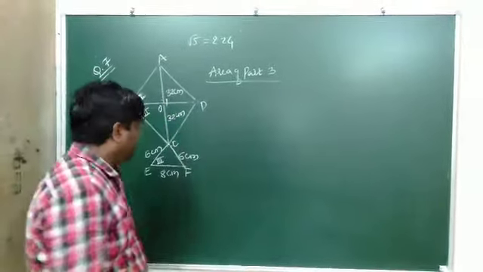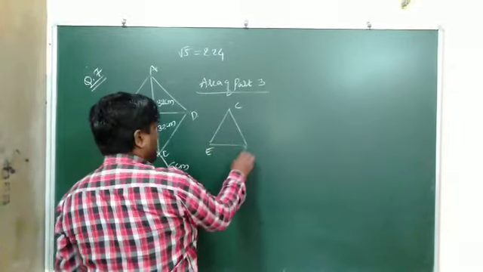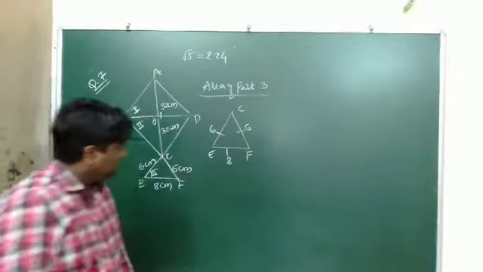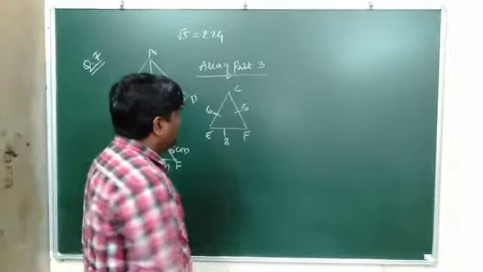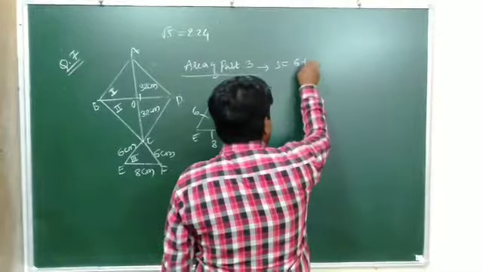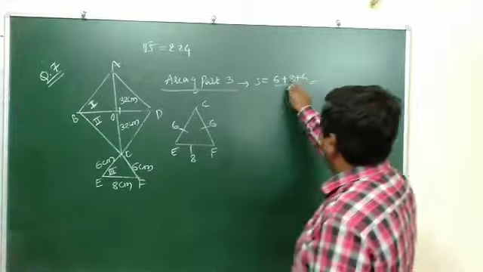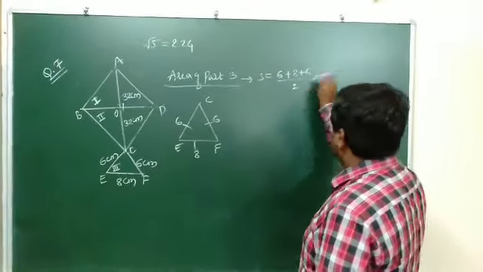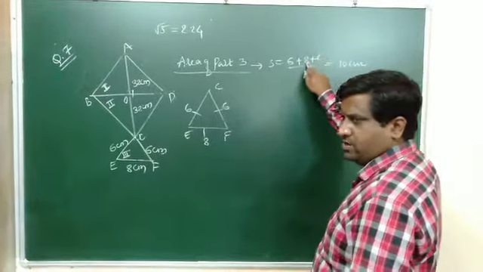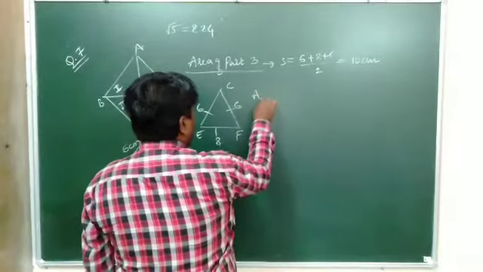Area of part 3. So this is triangle CEF, with sides 6, 6 and 8. Let us find the area of this triangle with the help of Heron's formula. Initially, calculate 6 plus 8 plus 6 divided by 2. 6 plus 6, 12, 12 and 8, 20, 20 by 2, 10 centimeter. So this is the semi-perimeter we got. So area of third section.